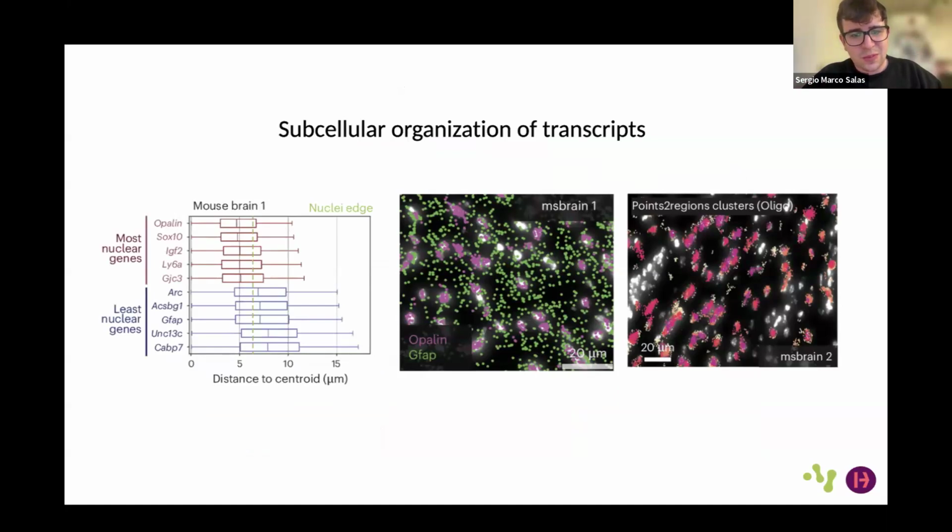And here you can see some of the genes, Opalin and GFAP, which are the most nuclear enriched gene in the case of Opalin, and the least nuclear enriched gene in the case of GFAP. And you can clearly see that they have different subcellular distribution. And we even showed that one can use the location of individual transcripts on the subcellular level to identify subcellular structures. And that's something that some packages enable you to do now in a more robust manner.